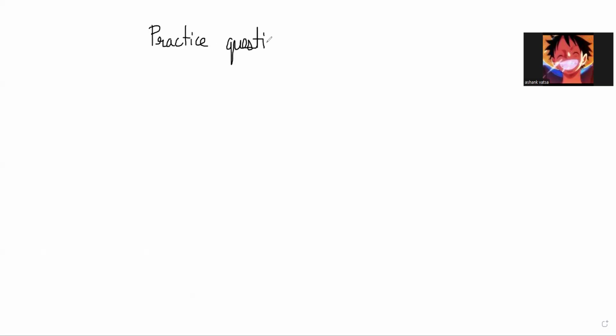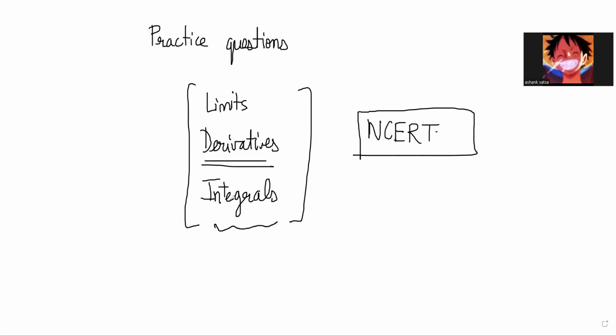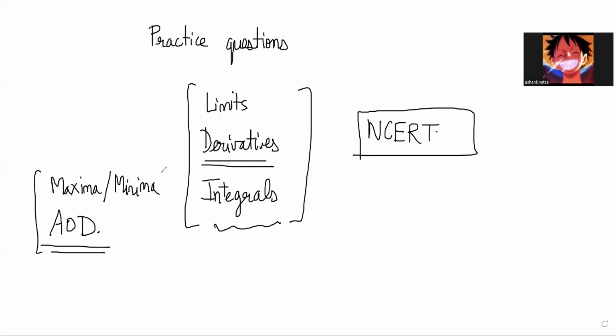So what I want you to do is limits, derivatives, integrals. These chapters from NCERT only, nowhere else. You can just work through the exercises. Once you are done with derivatives and integrals, you can also do the other calculus chapters, like maxima, minima, application of derivatives, and so on, right? But those are secondary. Right now, the focus this week is on integrals.